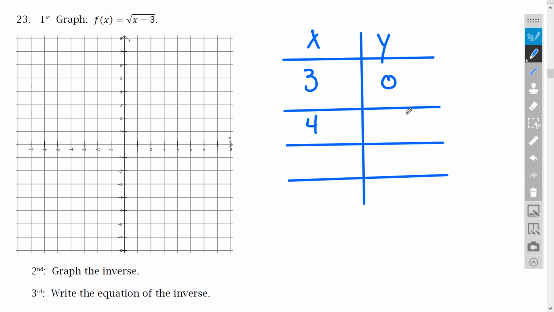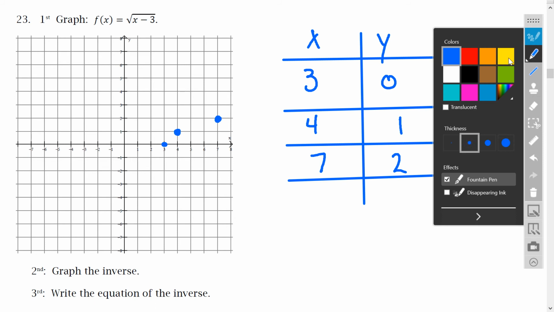The square root of 1 is 1. Then I'll plug in the next number that will give me a perfect square. So I would need underneath the radical to be a 4. So I would have to plug in 7, because 7 minus 3 is 4, and the square root of 4 is 2. Okay, so this should be enough points. I have (3, 0), (4, 1), and (7, 2).